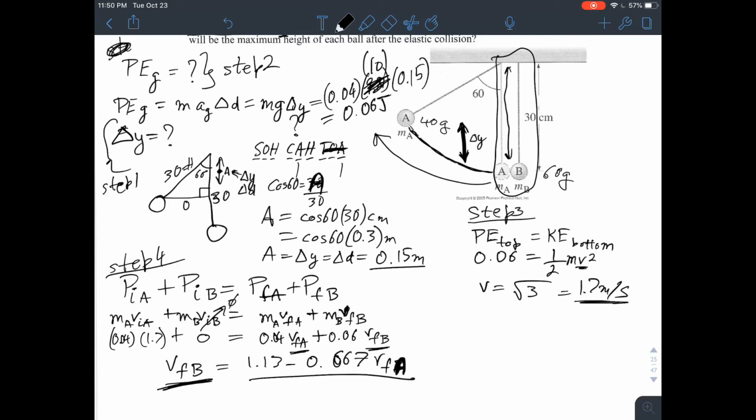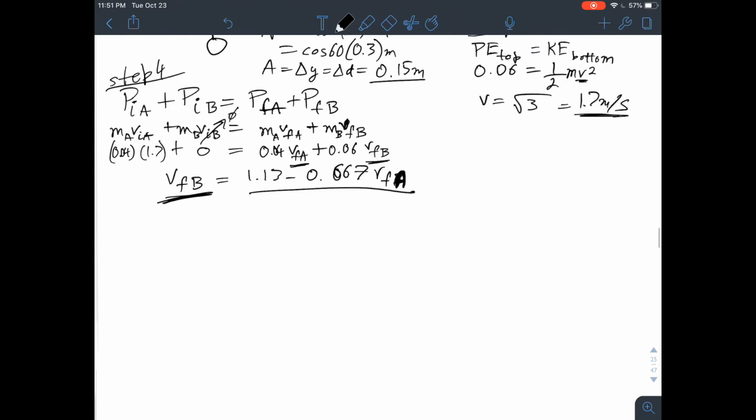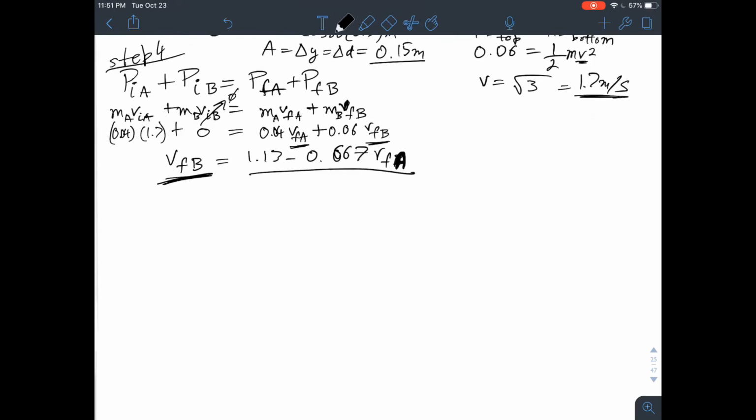This was step 4, by the way. Okay, that's kind of tricky. Two unknowns, can't solve that. So let's come up with step 5. There's the conservation of linear momentum, there's conservation of energy. After all, it is an elastic collision.